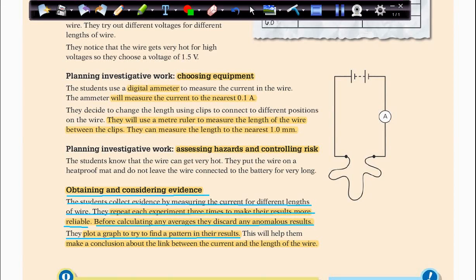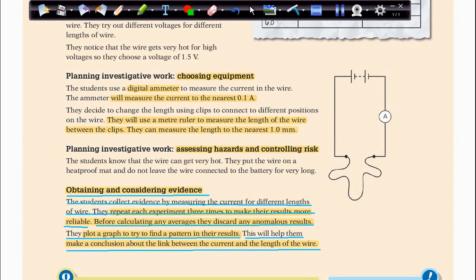Graphs make us able to identify any pattern, and identify any anomalous result that we had, and in this case we can correct the mistake, and we don't need to repeat the whole test all over again. We just need to check our results, see which step exactly we got wrong, and repeat that. This will help them make a conclusion about the link between the current and the length of the wire.